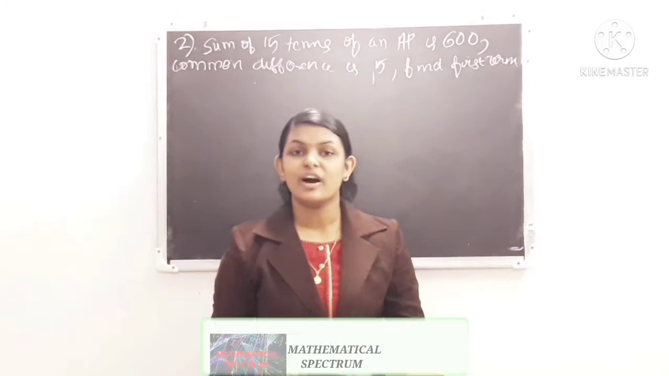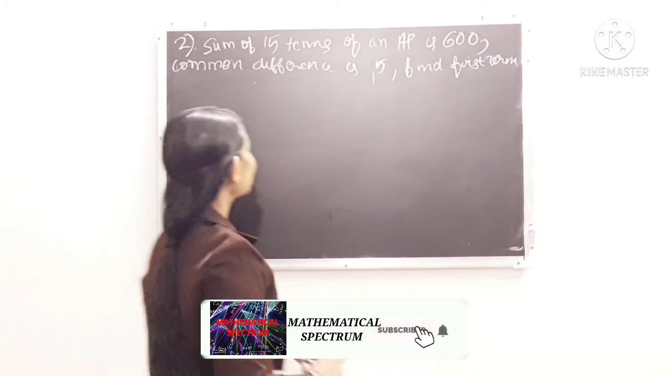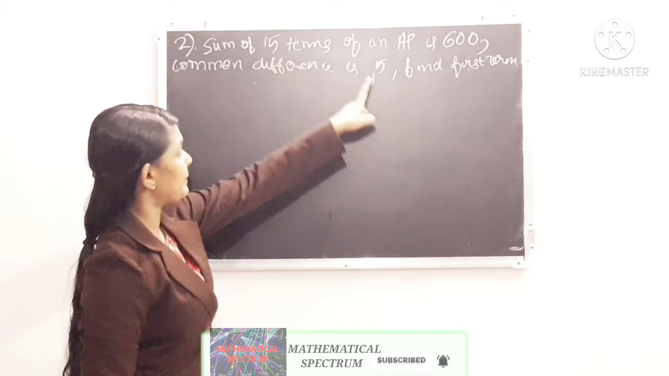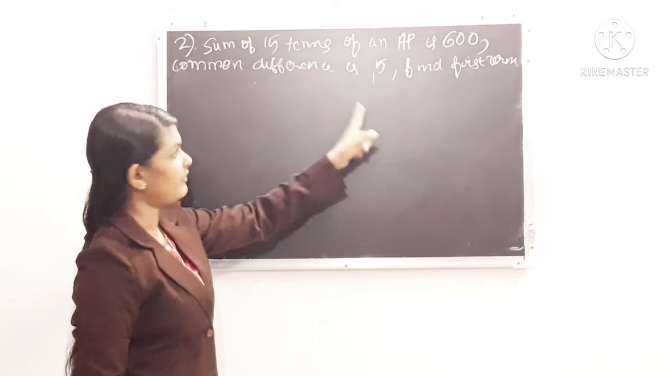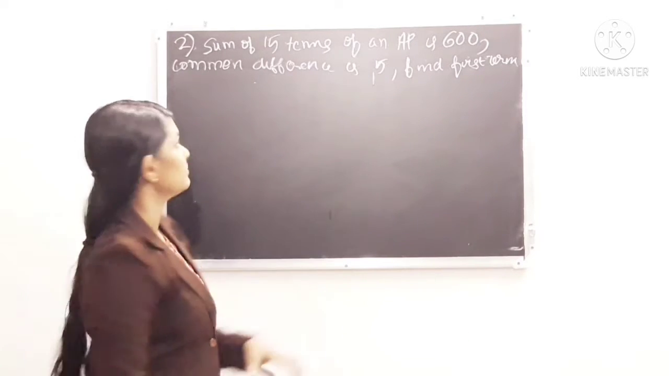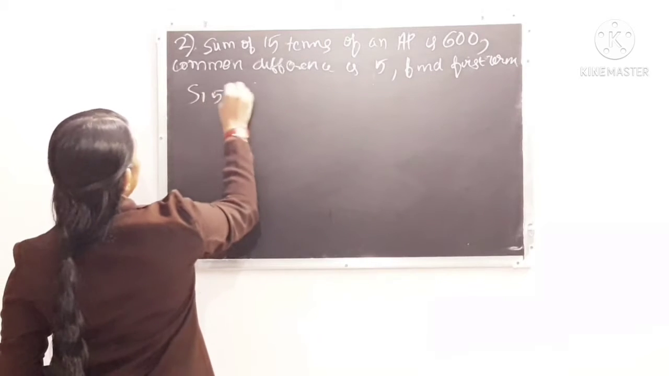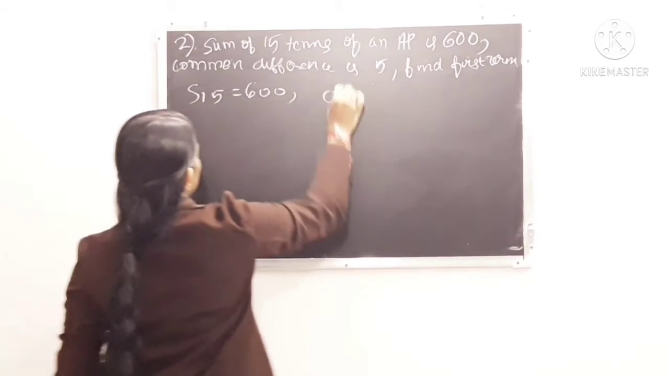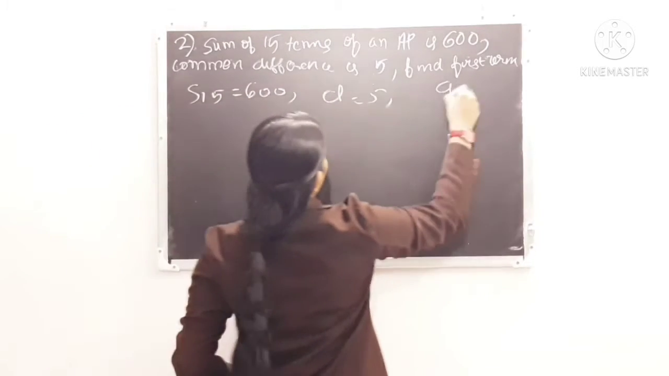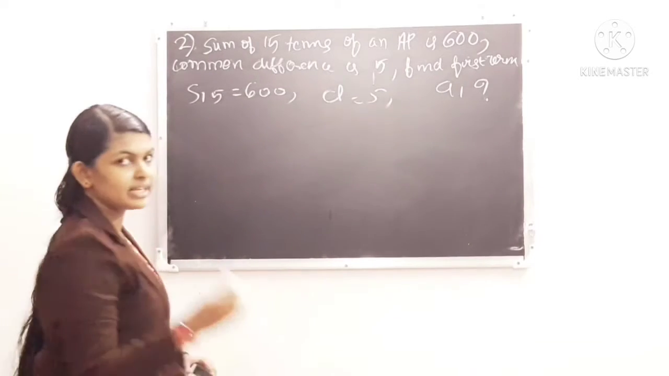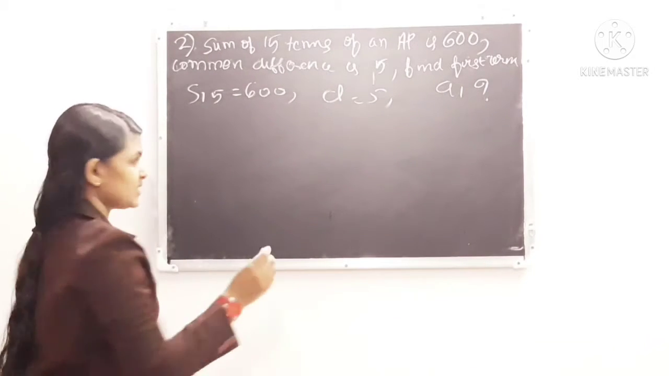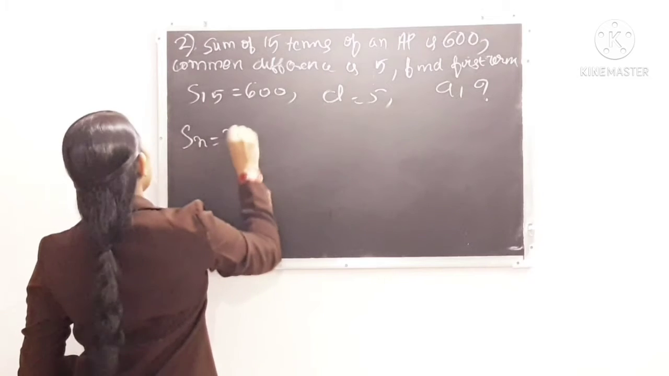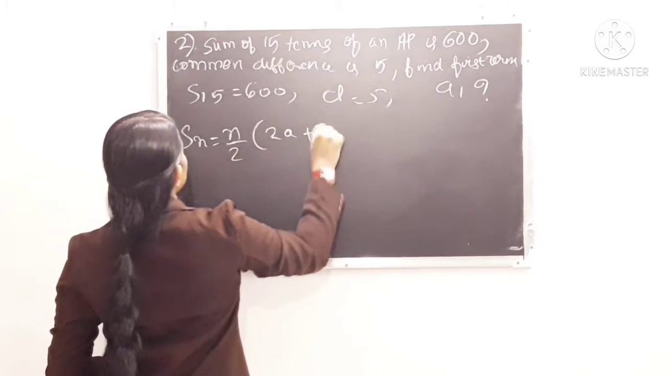Okay. Now we can discuss the second question. The second question is: the sum of 15 terms of an AP is 600 and the common difference is 5. We are asked to find the first term. The sum of the 15 terms is given as 600 and the common difference is given as 5. And what is the general equation for the sum of n terms? The sum of n terms can be written as n by 2 into (2a plus (n minus 1) into d).